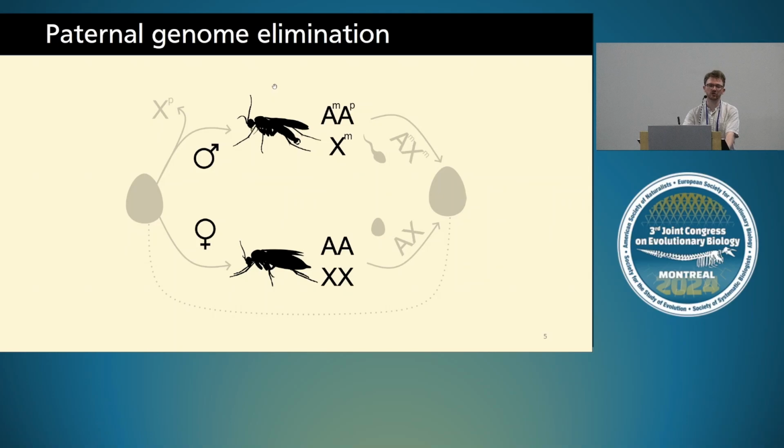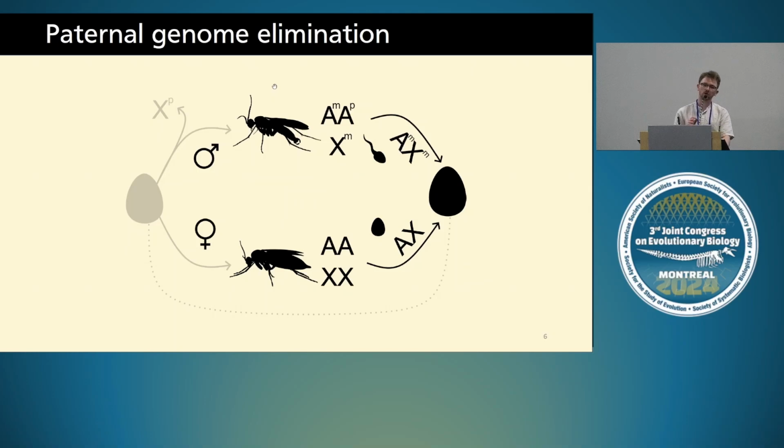They have autosomes from both their mothers and their fathers, and they have a single X chromosome which they inherited from their mothers. And the females, again, look fairly normal. They have two X chromosomes and two sets of autosomes, one set from each parent. But something a little bit strange happens when they undergo meiosis.